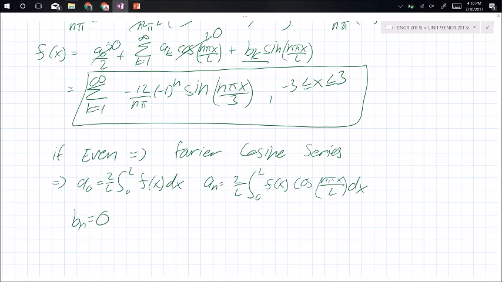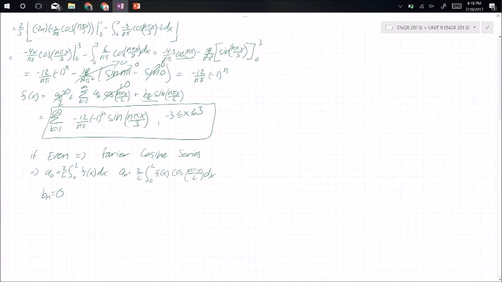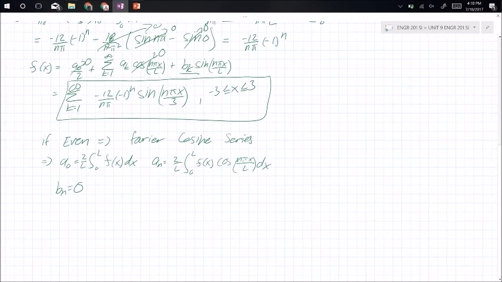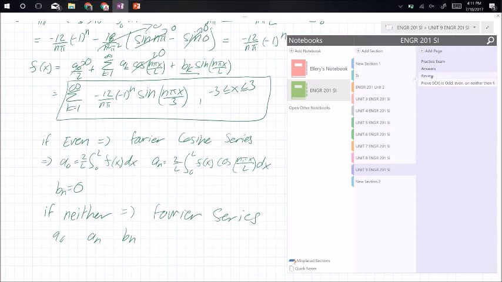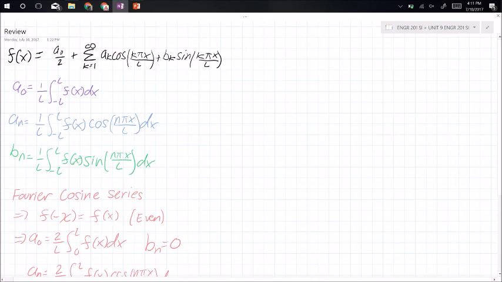All right. There's pretty much the two cases you'll get, or in case you did get neither, that just implies a regular Fourier series where a sub 0, a sub n, and b sub n would be all of these terms right here, the purple, blue, and green equations. Those would be your 3 terms that you'd use if neither.